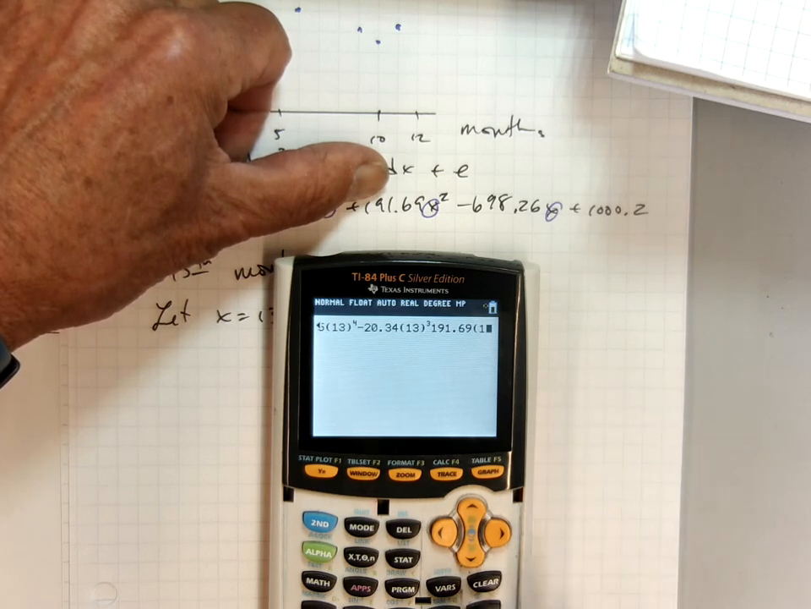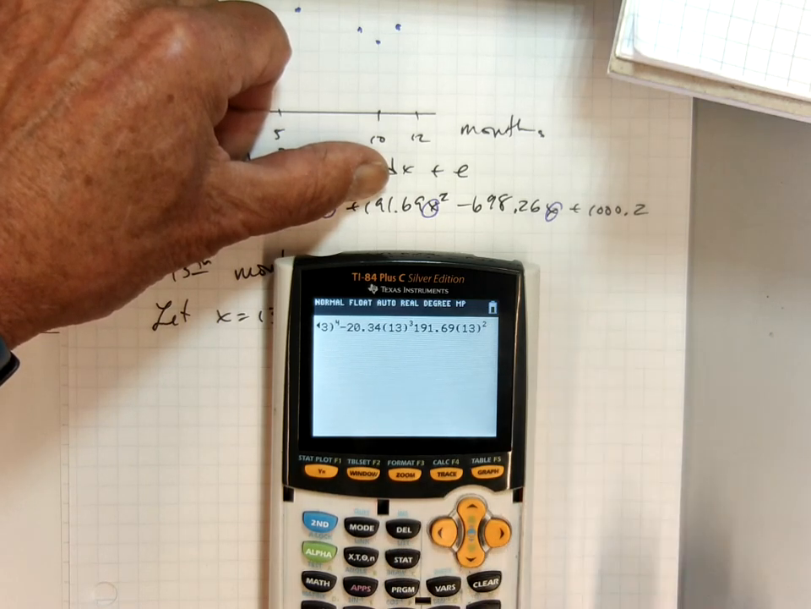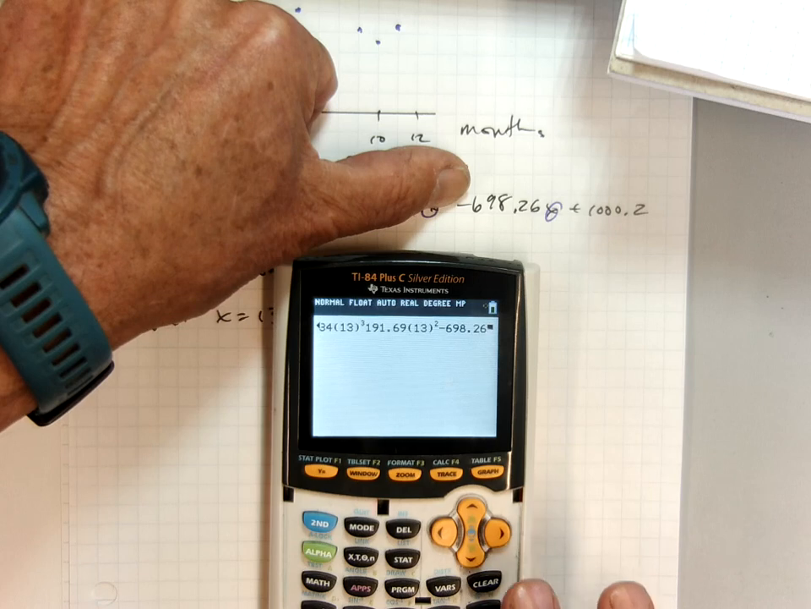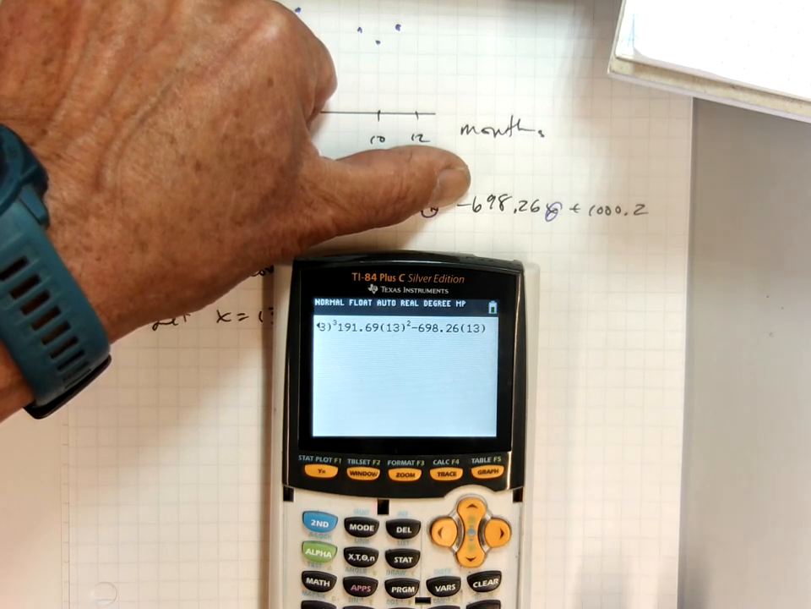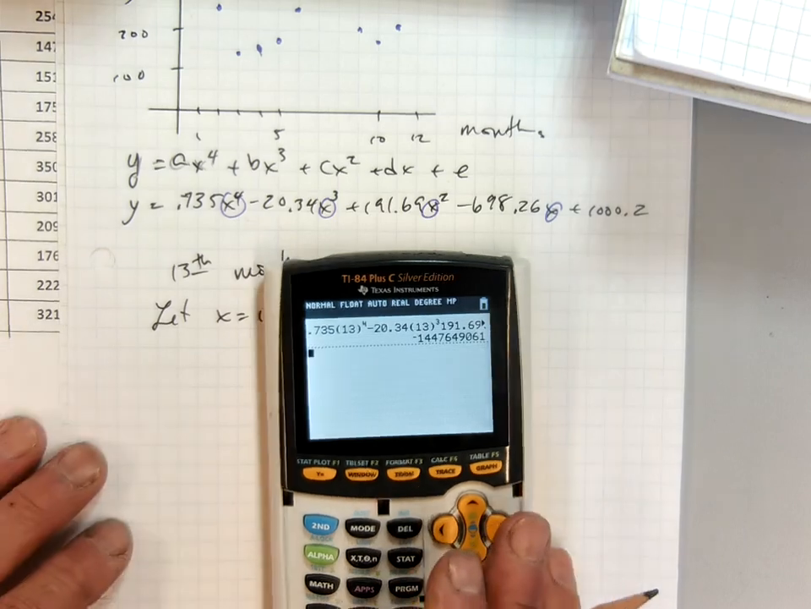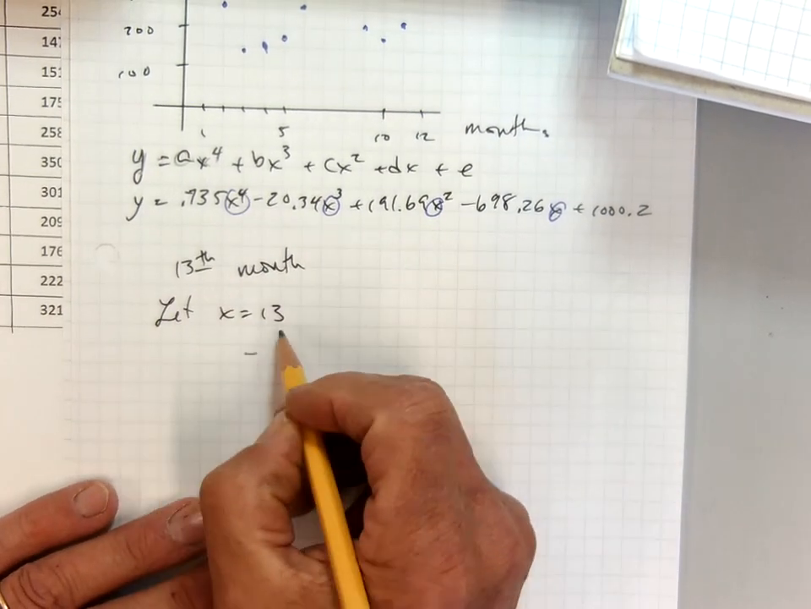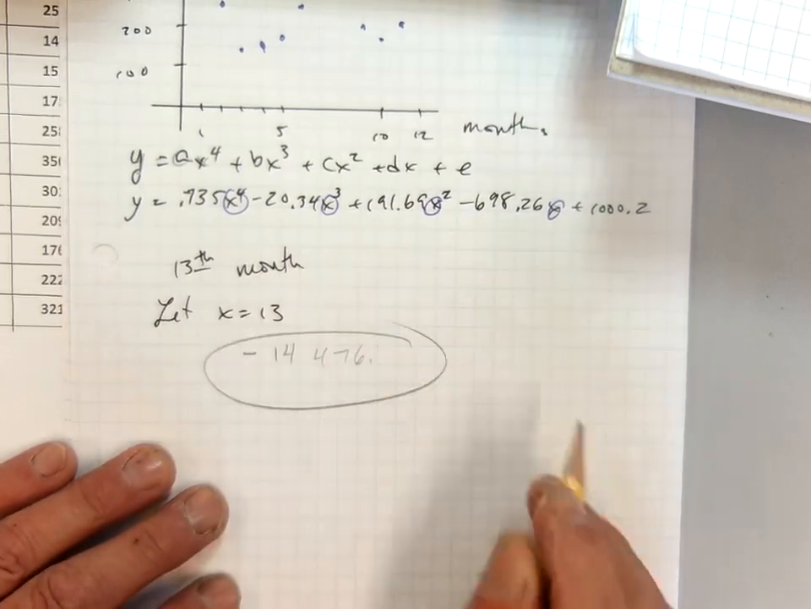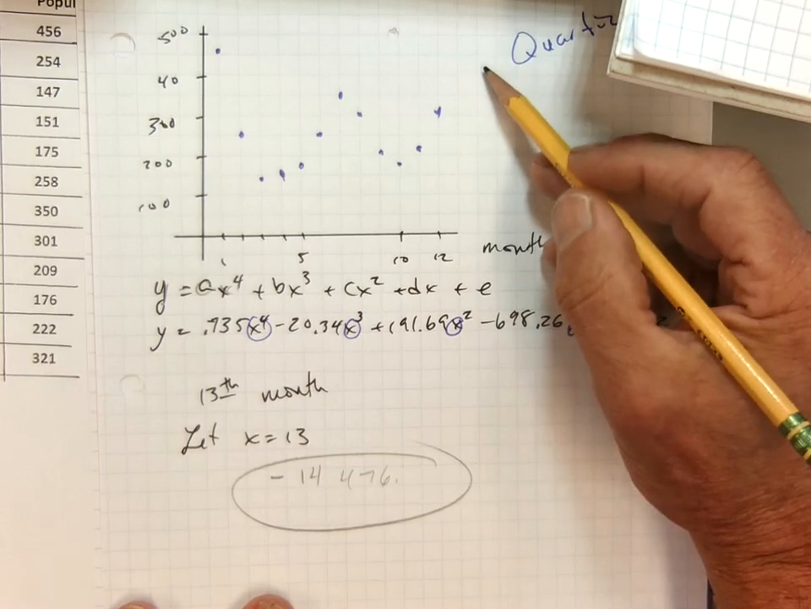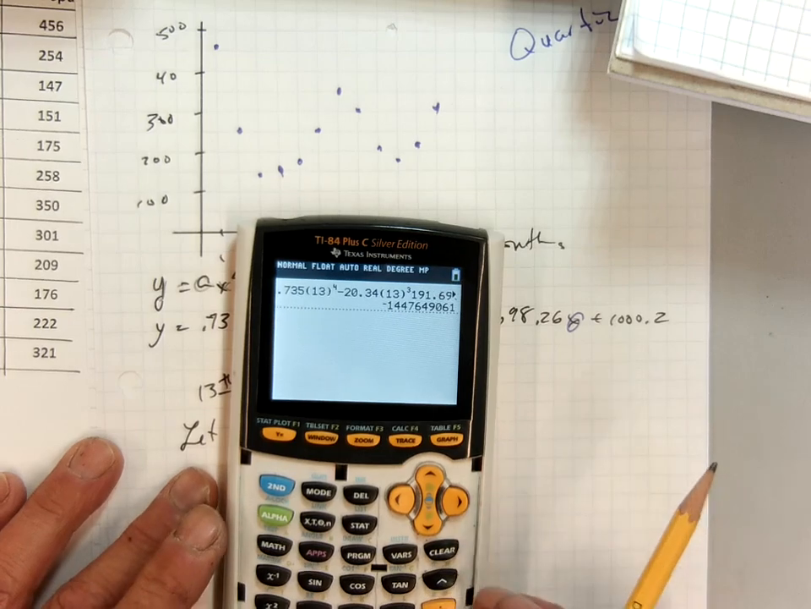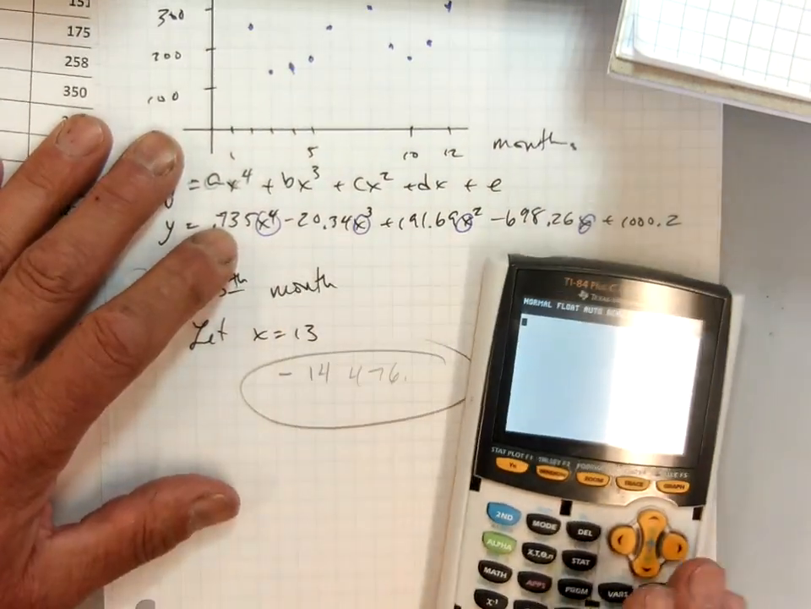191.69 times 13 squared, subtract 698.26 times 13, plus 1000.2. Okay, get an answer. Now the answer doesn't make sense. I've got a negative 14,406 point something. It doesn't make any sense because it's out of our range. Double check everything. Oh, you know what? I think I made a mistake again. I knew that was way off.